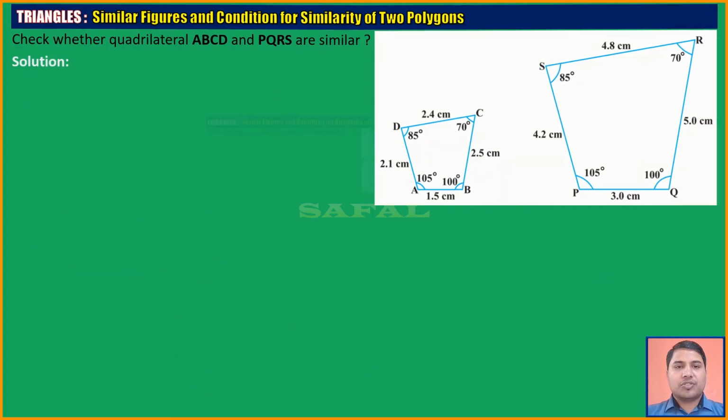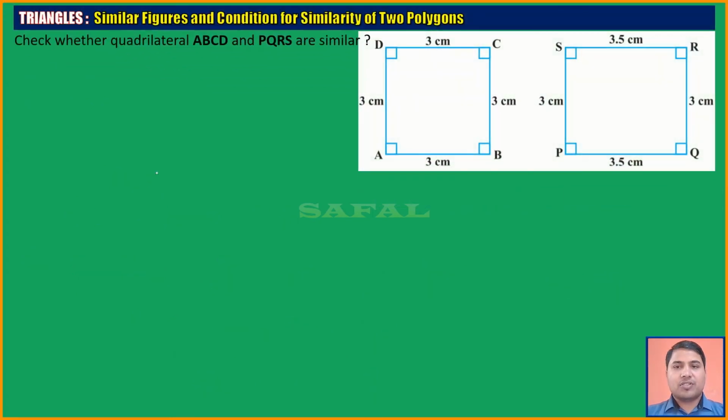Let's take the next question. This is also a question from the NCERT textbook itself. Check whether quadrilaterals ABCD and PQRS are similar or not.